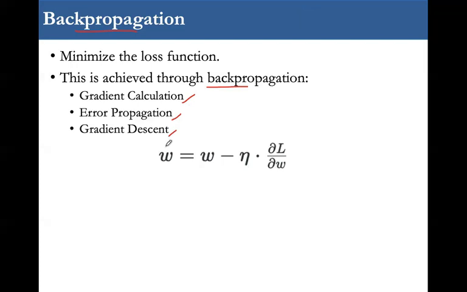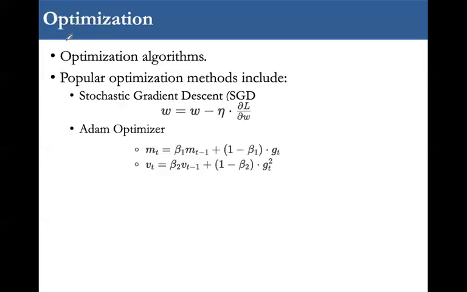In gradient descent, the network updates the weights and biases by moving in the opposite direction of the gradient to reduce the loss. And it is represented as W = W - η ∂L/∂W. Here, W is the weight, η is the learning rate, and ∂L/∂W is the gradient of the loss function with respect to the weight. The next one is optimization. Multi-layer perceptrons always rely on optimization algorithms to iteratively refine the weights and biases during the training process.